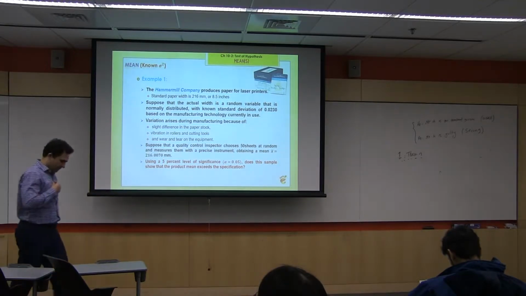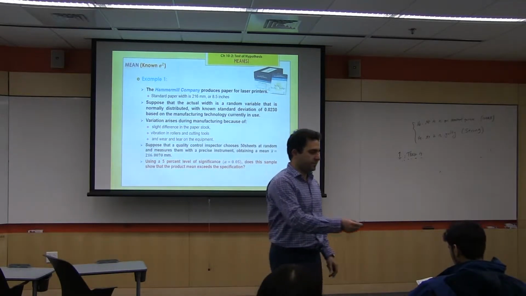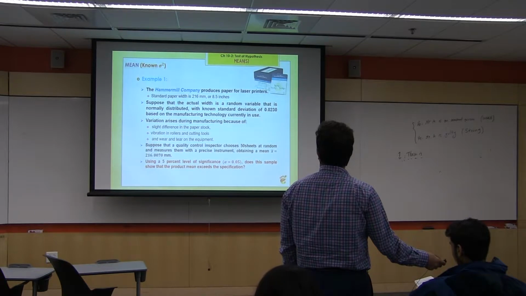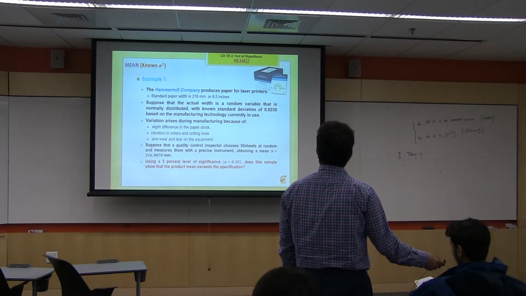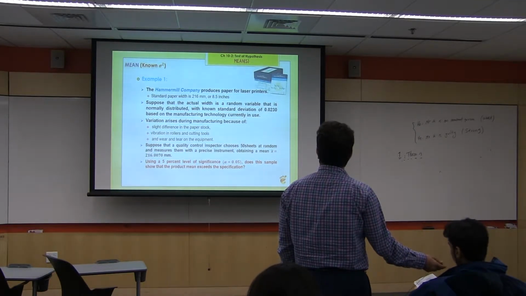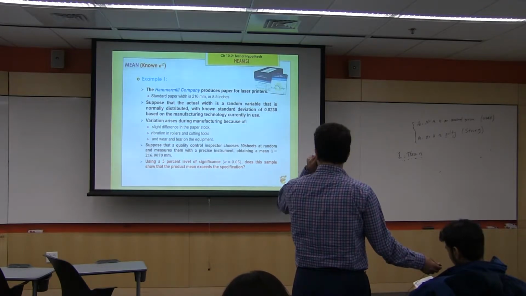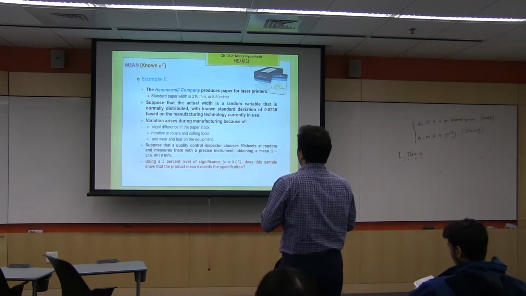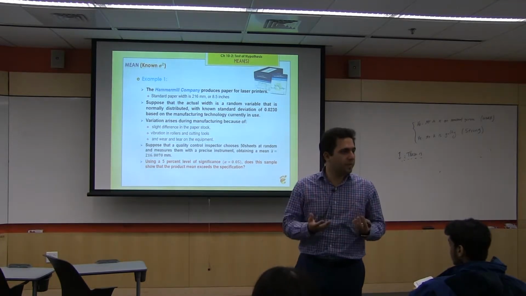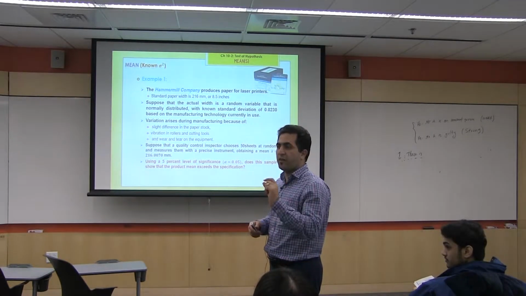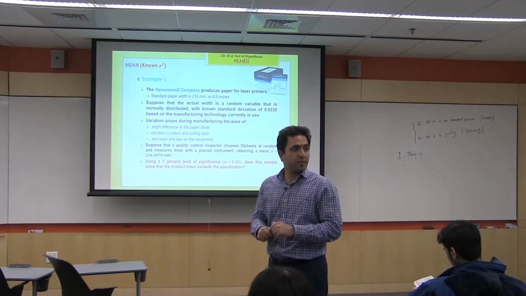So, my friend in the front can read the example for us. The Hammer Mill company produces paper for laser printers. Standard paper width is 216 mm or 8.5 inches. Suppose that the actual width is a random variable that is normally distributed with a known standard deviation of 0.0230 based on the manufacturing technology currently in use. Okay, so I'm going to stop here. We're talking about a paper. We should have the quality of 216 millimeters for the width of each of the papers. Pretty tiny, is that right? So this is what?